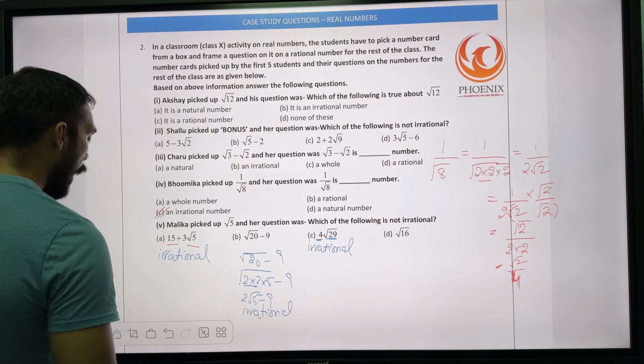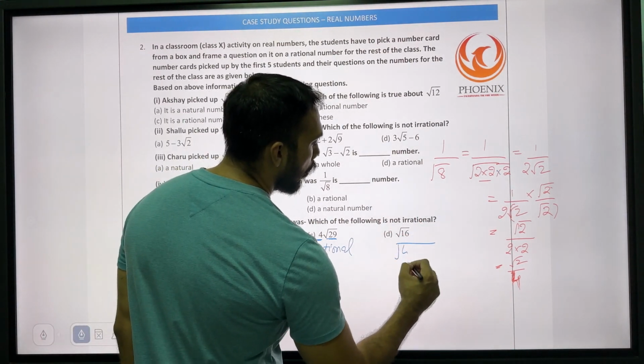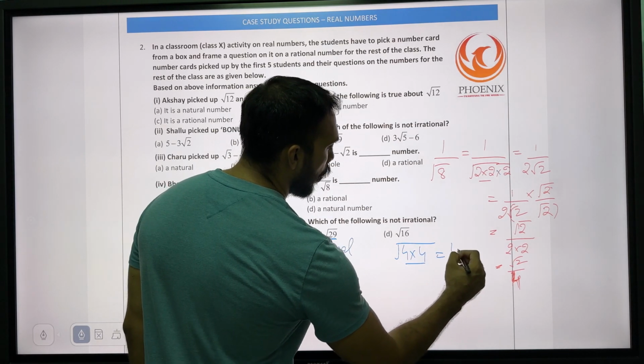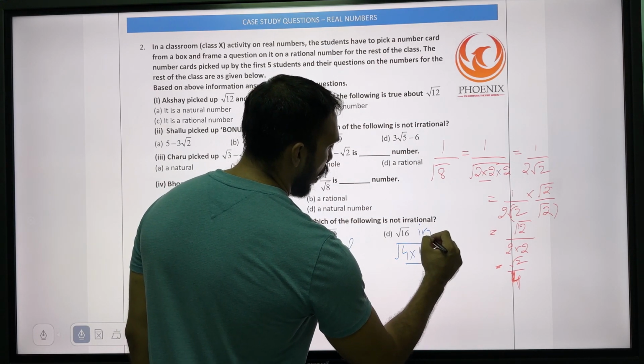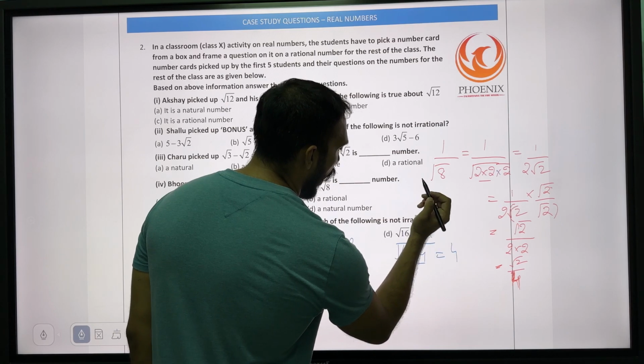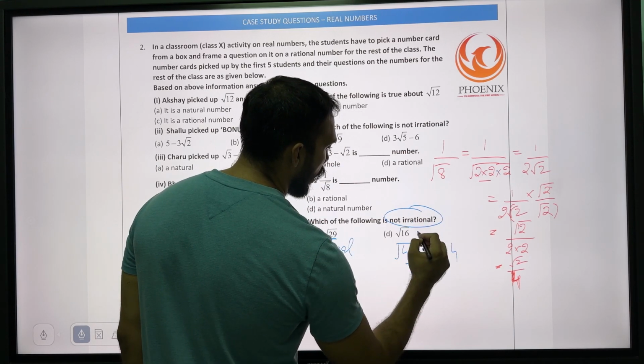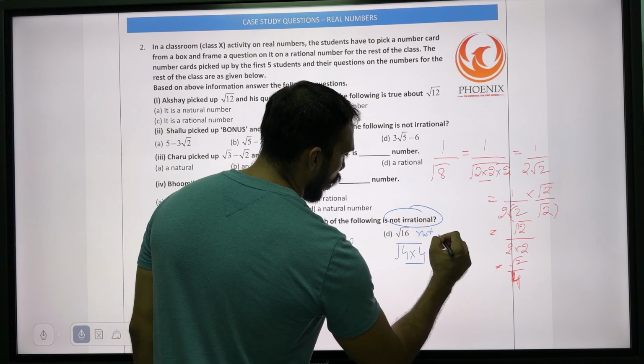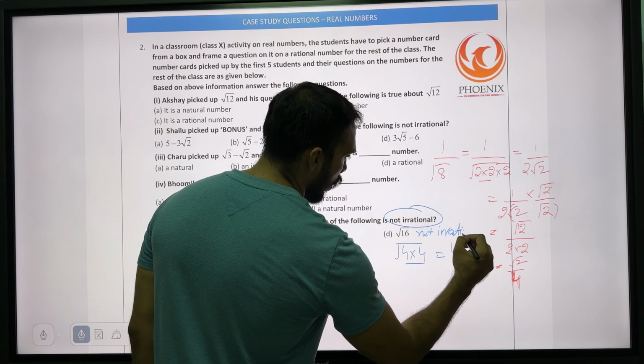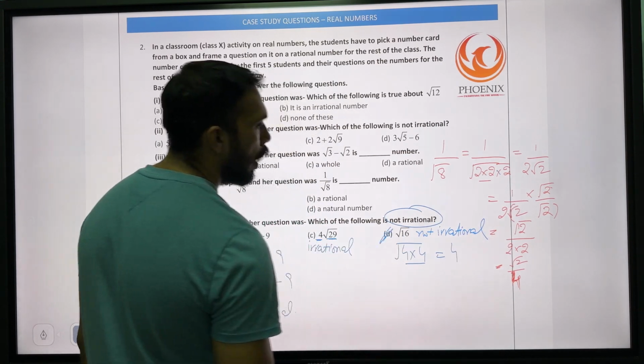And if I analyze the last option, 16 is nothing but a pair, 4 times 4, which is nothing but 4. So obviously this is a rational number. So if I want to mark my answer over here, which is not irrational, root 16 is not irrational. Okay, so this is the rational quantity. So correct answer is D option.